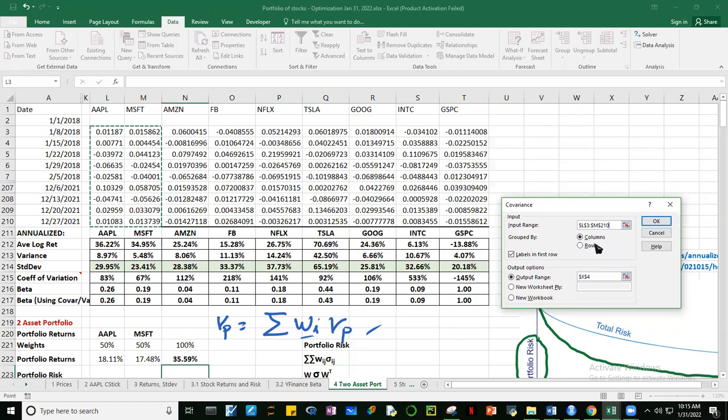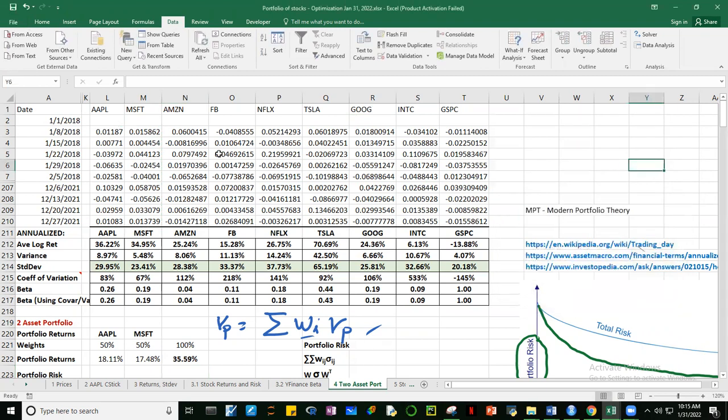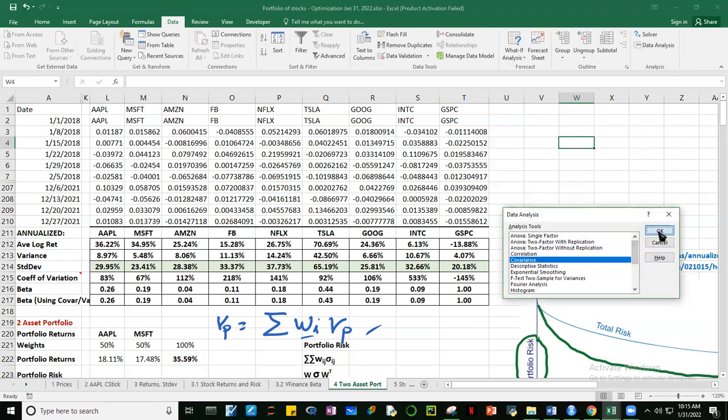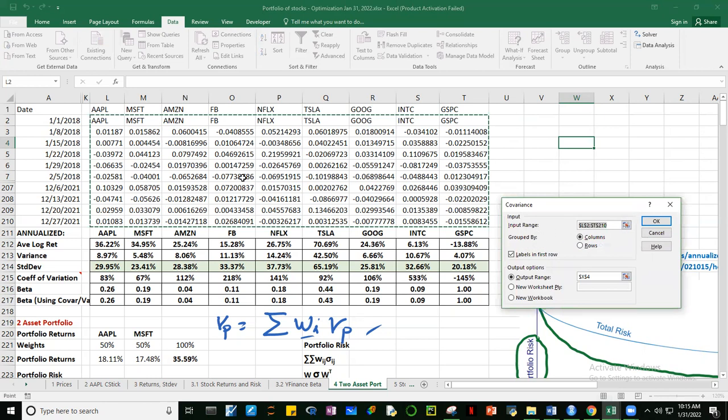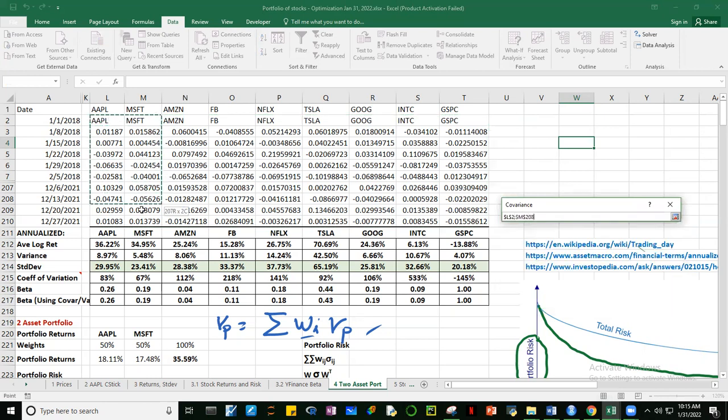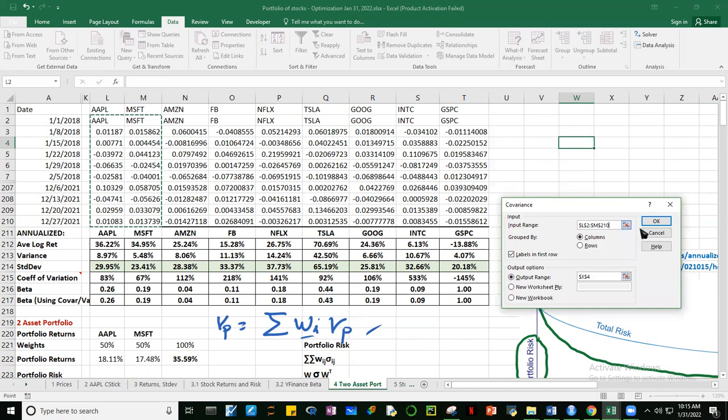And then the data is grouped in columns. Okay? Lagyan natin ng labels in the first row. I-copy natin tong labels na to, Control C, Control V, para may label siya sa first row. Sasama natin sa data natin. Again, Data Analysis, covariance. Input range, highlight ko si Apple at saka si Microsoft, kasi ito yung portfolio natin. Column siya, labels in first row.